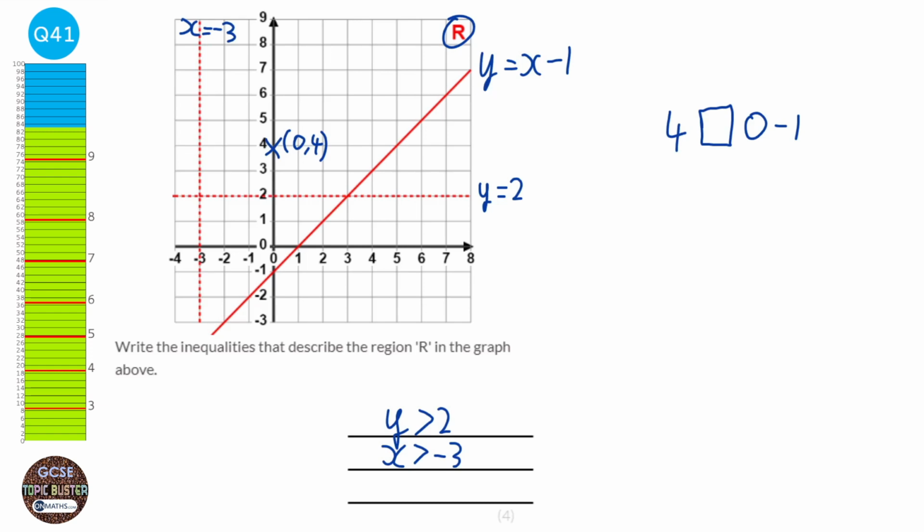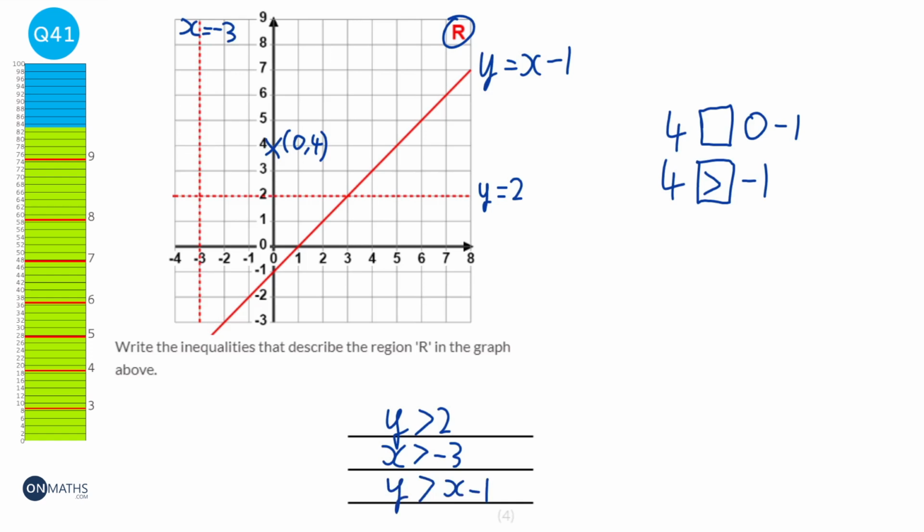And I've got rid of the equals because what we need to do is work out what inequality it's going to be. 0 take away 1 is minus 1. So what is 4 compared to minus 1? Well, 4 is definitely greater than minus 1. So it's going to be y is greater than x minus 1.